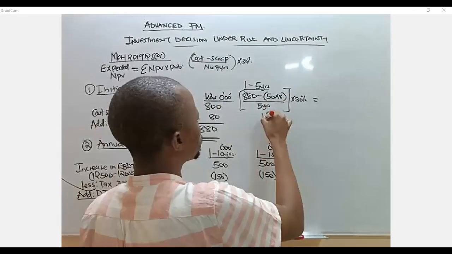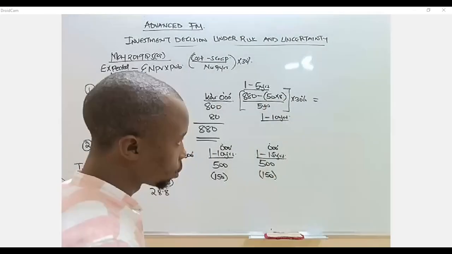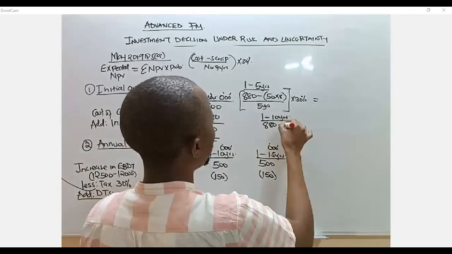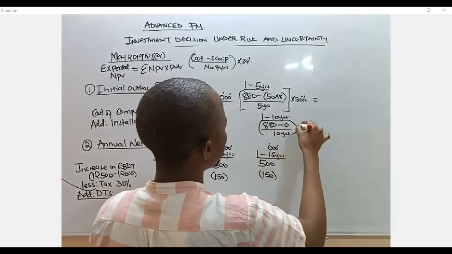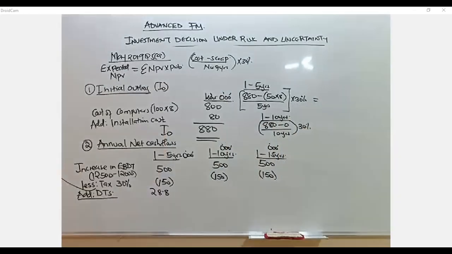Then we go to 1 to 10 years. Remember, this is very simple because we were told there was no resale value. So it will be 880 minus 0, divided by 10 years. Then we multiply by 30%. So it will be 88. Then you multiply by 0.3, getting 26.4.